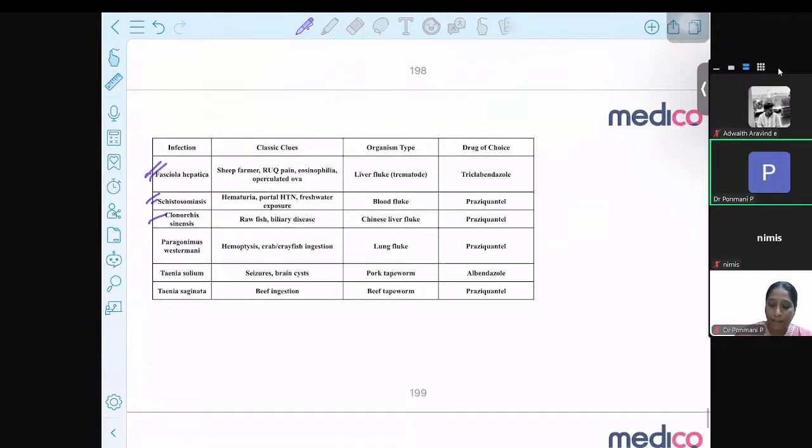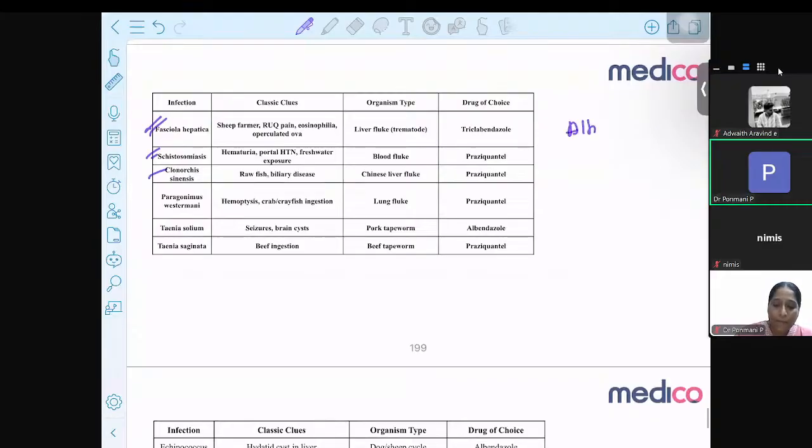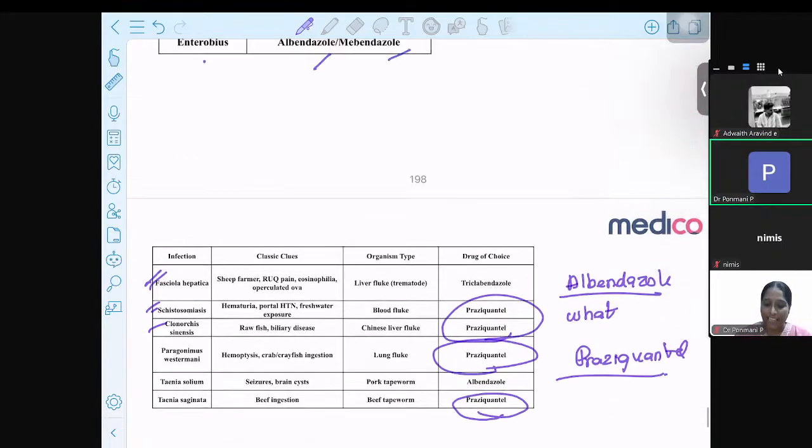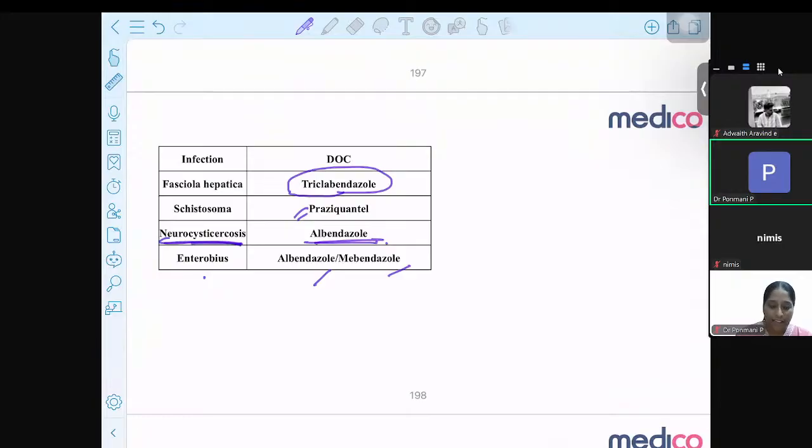For example, please remember, albendazole is given for what infections? Praziquantel is given for what infections? Please try to club together the infections and learn. Then it is very easy for you to learn, because you have only a small number of drugs which are going to be used repeatedly for many of the infections. But here our question is mostly concerned with Fasciola hepatica, and triclabendazole is our answer.